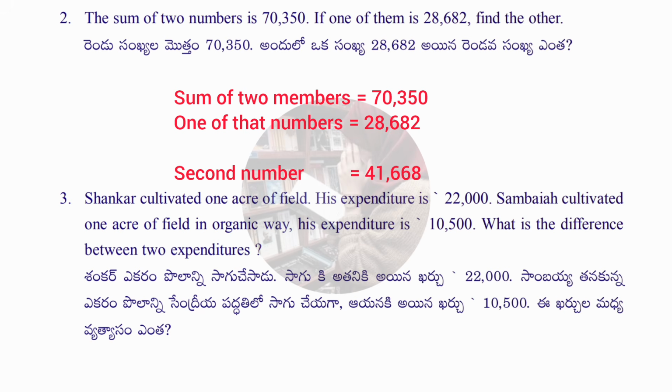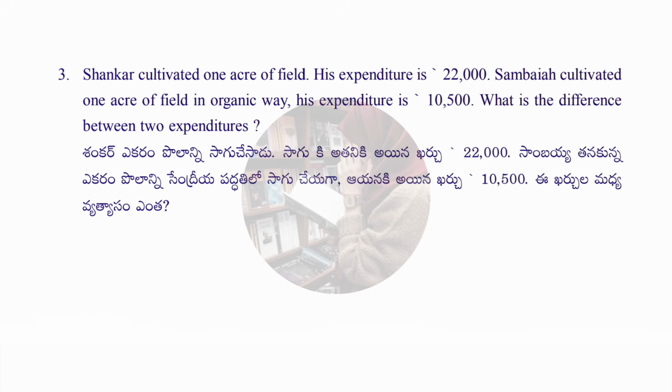Okay guys, now we'll move to the third question, which is: Shankar cultivated 1 acre of field. His expenditure is 22,000. Sambaya cultivated 1 acre of field in an organic way. His expenditure is 10,500. So what is the difference between the two expenditures? Here two persons are given, one is Shankar and one is Sambaya. Both have 1 acre of field, but their expenditure is different. Now we have to find the difference between these two expenditures.